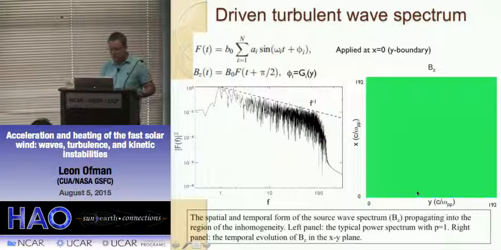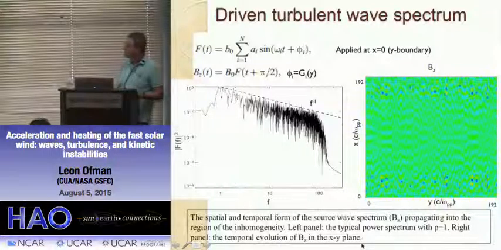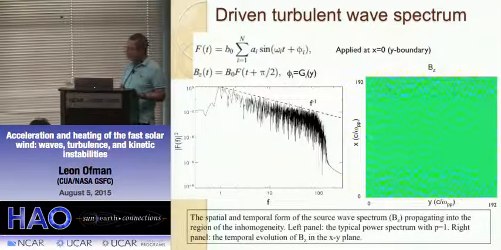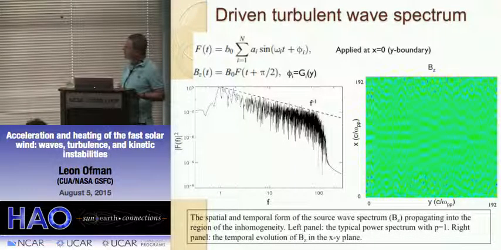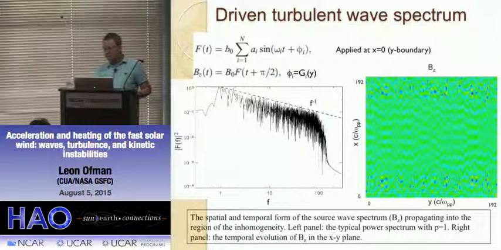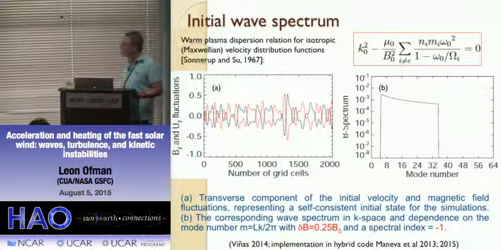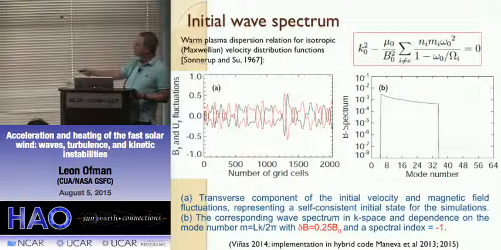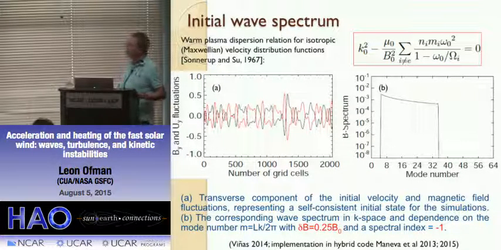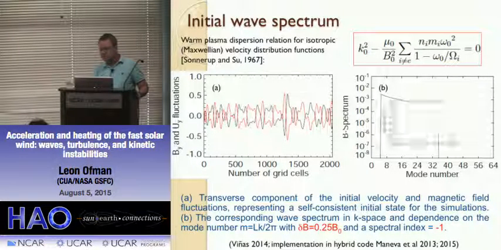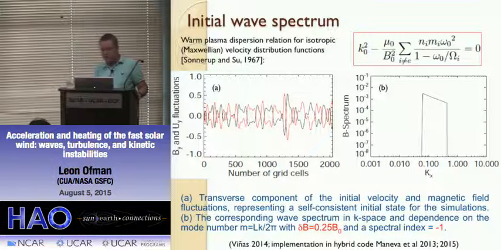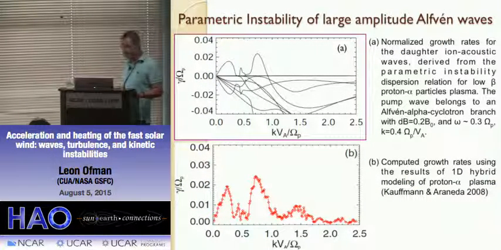The other aspect is that one wants to launch these waves in our system. This is some spectrum, f to the minus 1, that one can launch from the boundary and look at the evolution of the spectrum. Another approach to the initial spectrum is initiating some k modes in a given range of modes described in your code, and specifying some dependence, or k to the minus 1, and a given amplitude of waves. This was proposed by Vinyas et al., implemented by Maneva et al. So you can look at two types of initial spectra, the temporal one and the spatial one.